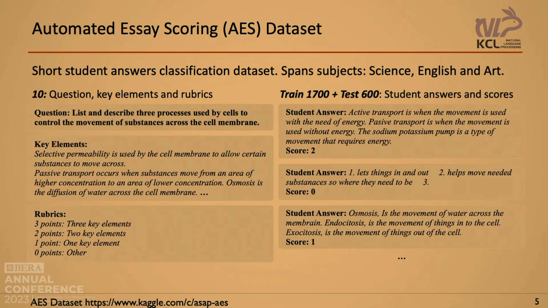Questions are provided with rubrics and key elements, along with 2,300 pairs of students' answers and scores. In our experiments, we only selected 4 subsets focused particularly on the science questions, because they are non-open-ended questions without the need for any subjective judgment.